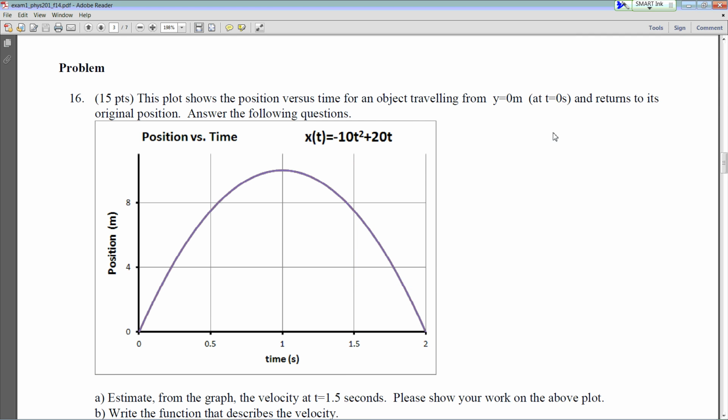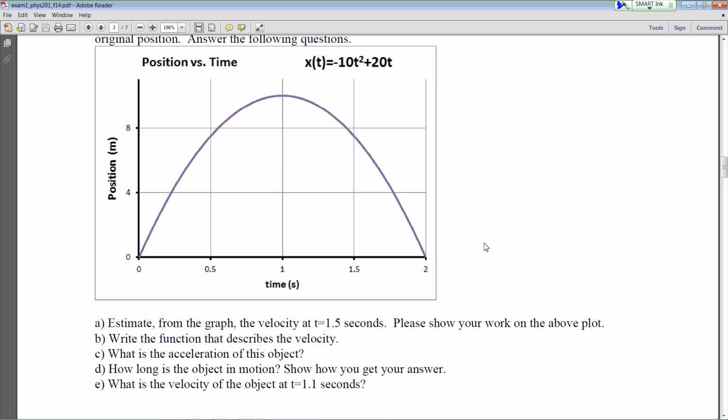It shouldn't be a surprise that you'll see it tomorrow, because it came up several times on various exams. Let's see, what is the acceleration of the object? Well, if my velocity function is negative 20t plus 20, then my acceleration function is just negative 20, just taking the derivative of that velocity function. And then how long is the object in motion? With this particular one, it said that it came back to its original position. So a really easy way to do this is just say, well, it's in the air for 2 seconds.